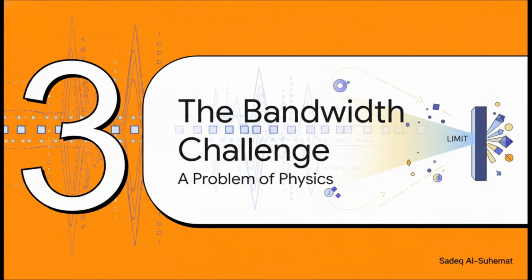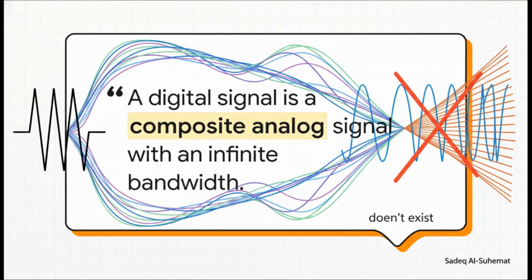bandwidth. Now, this is a crucial concept, and it's kind of paradoxical. A perfect digital signal, with those perfect sharp instantaneous jumps from 0 to 1, is actually made up of an infinite number of smooth analog sine waves. We call them harmonics. And to send that perfect signal, you'd need a channel with infinite bandwidth, which, as you can probably guess, doesn't exist in the real world.